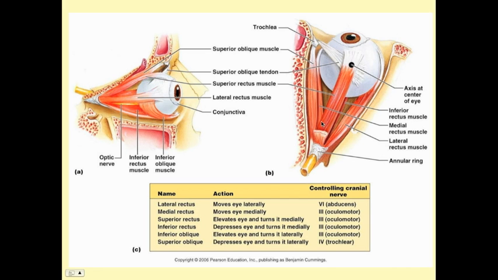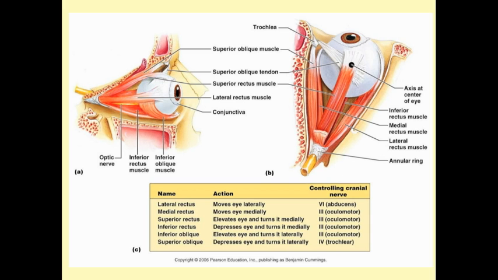The inferior oblique is a muscle that comes along the side here. So that's right here. And it originates from a different point than the rectus muscles. So the inferior oblique actually can elevate the eye, and it can also turn it laterally. So you can see, if you were to pull from this point, you would be not only elevating, but you would be pulling the eye in the counterclockwise direction.